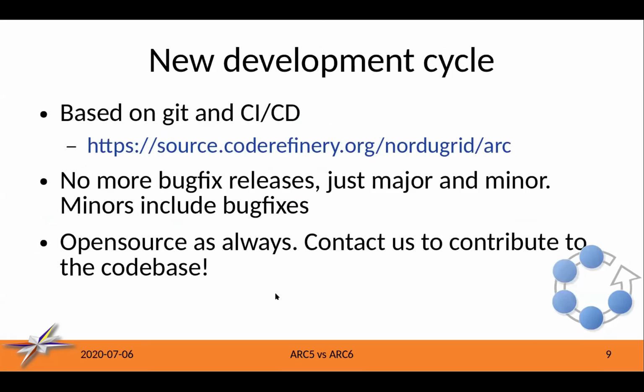So just as two final remarks, we changed the way we code on ARC. Now we have Git and we have continuous integration. This helped us a lot in identifying problems before we release. Of course, it's not perfect, but it's going much better. We have a different release scheme in which the bug fixes will come with a new minor release.